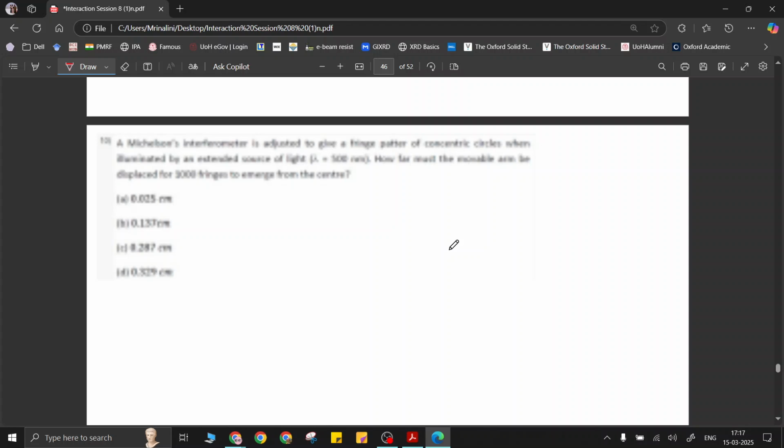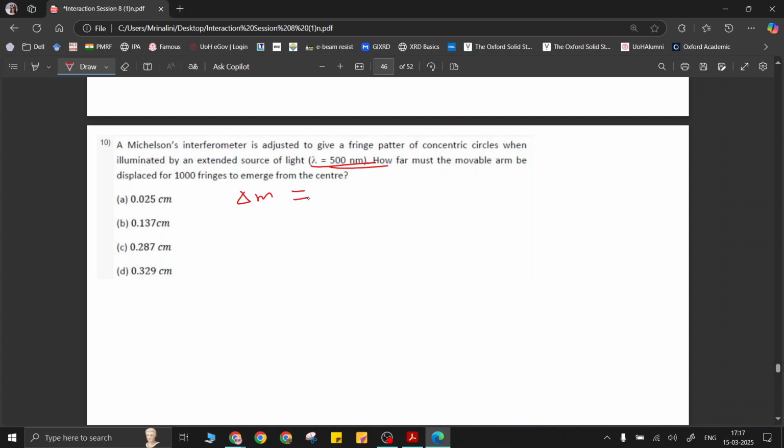Next question again is on Michelson interferometer. Here we have a Michelson interferometer adjusted to give a fringe pattern of concentric circles, with a source of light whose wavelength is 500 nanometer. How far must the movable arm be displaced so that 100 fringes emerge from the center?